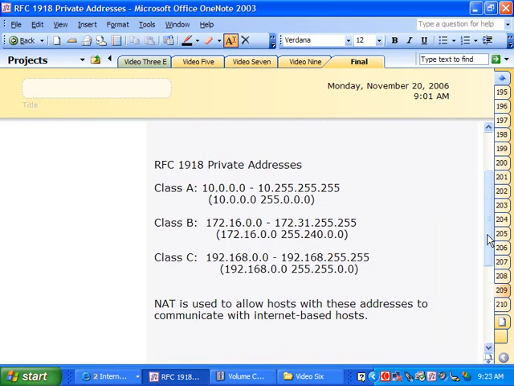And finally, we went through a NAT example. I won't go through that again, but I really suggest you watch that so you know what's going on with network address translation. Network address translation and its cousin port address translation are both used to allow hosts with 1918 private addresses to communicate with internet-based hosts.